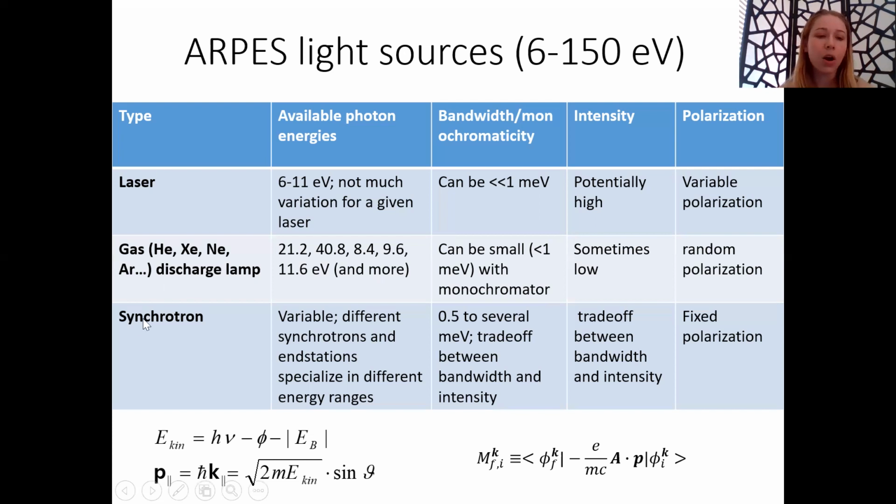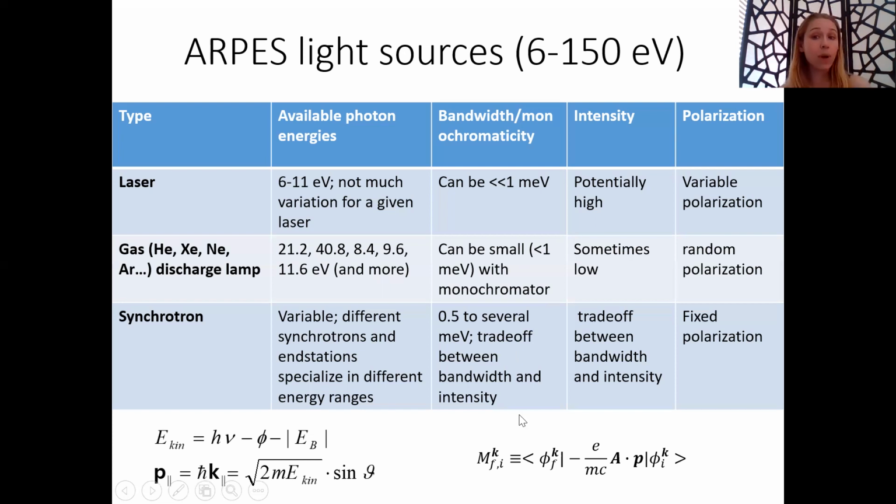And finally, there are synchrotron light sources. The major advantage of a synchrotron is that the photon energy is variable. Different synchrotrons and different end stations at different synchrotrons typically specialize in different energy ranges. One might be tuned to operate best between 20 and 200 eV, and another one might be tuned to operate best between 7 and 30 eV. It just depends on a given synchrotron and a given end station.